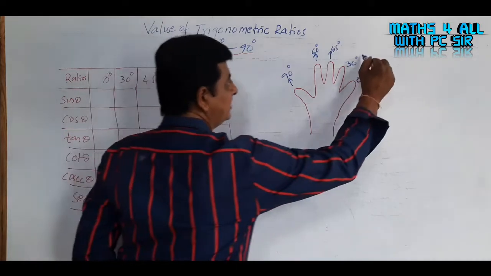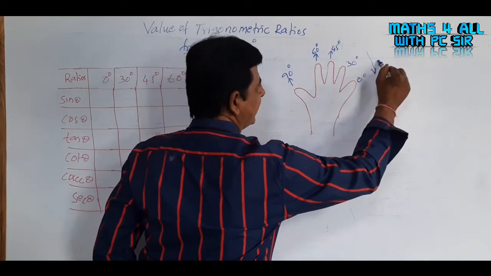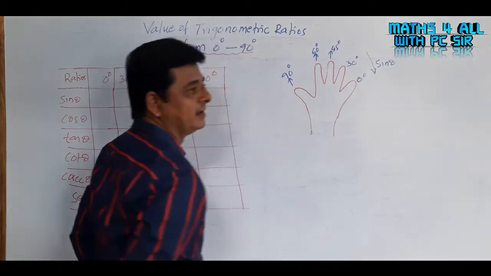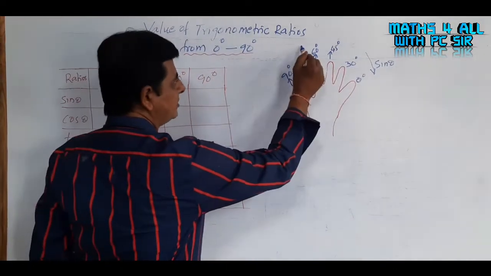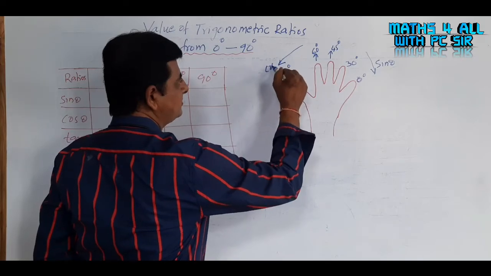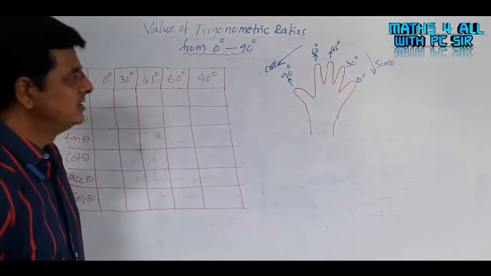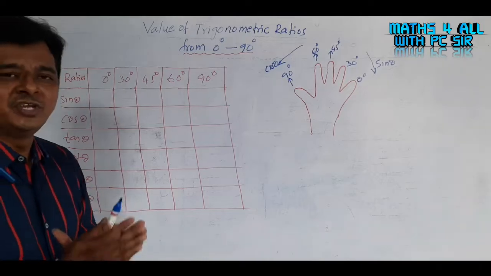And for counting the sine ratio, we will see this direction. Sin theta, in clockwise direction, we will think. And cos theta, that is anti-clockwise direction. Okay? So right, first I am taking sin 0.